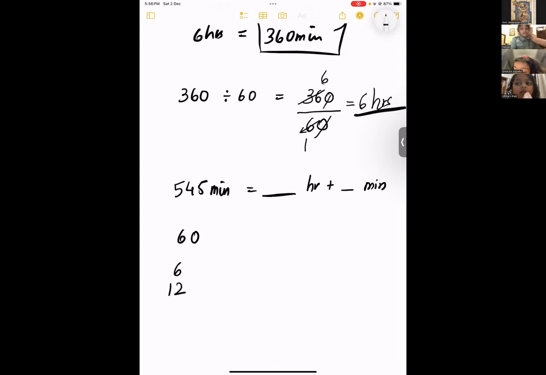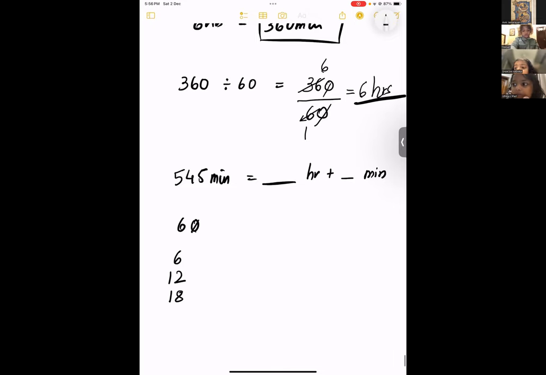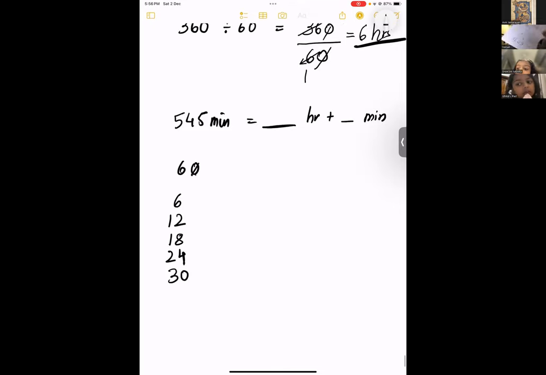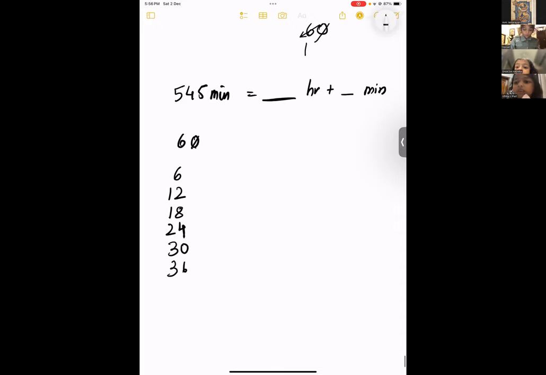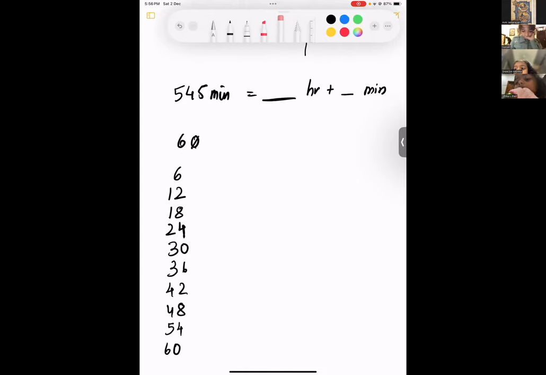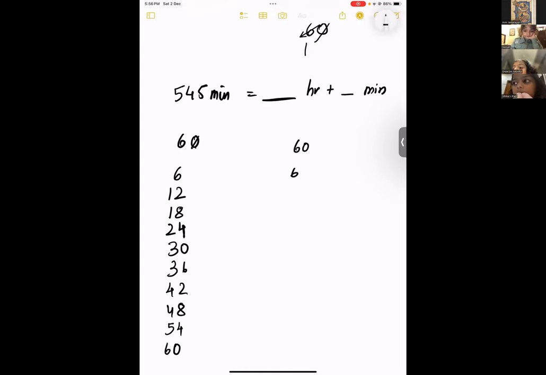6, 12, 18, 24, 30, 36, 42, 48, 54, 60. ठीक है. Now if I tell you, tell me the table of 60. तो अब क्या करेंगे हम? 60, 120, 180, 240, 300, 360, 420, 480, 540, 600.